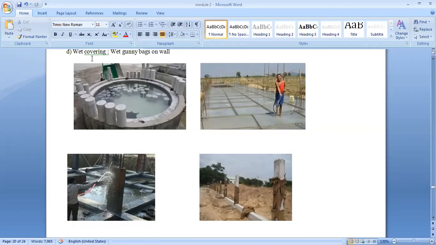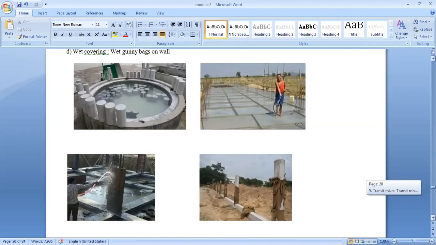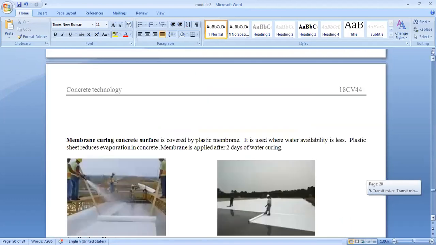And last will be the wet covering. Wet gunny bags on the wall, we are going to cover for curing purposes. Here, a gunny bag is provided on the column. We are going to apply water. This is nothing but water curing. Direct water is going to be applied on concrete structures, or a structural element.